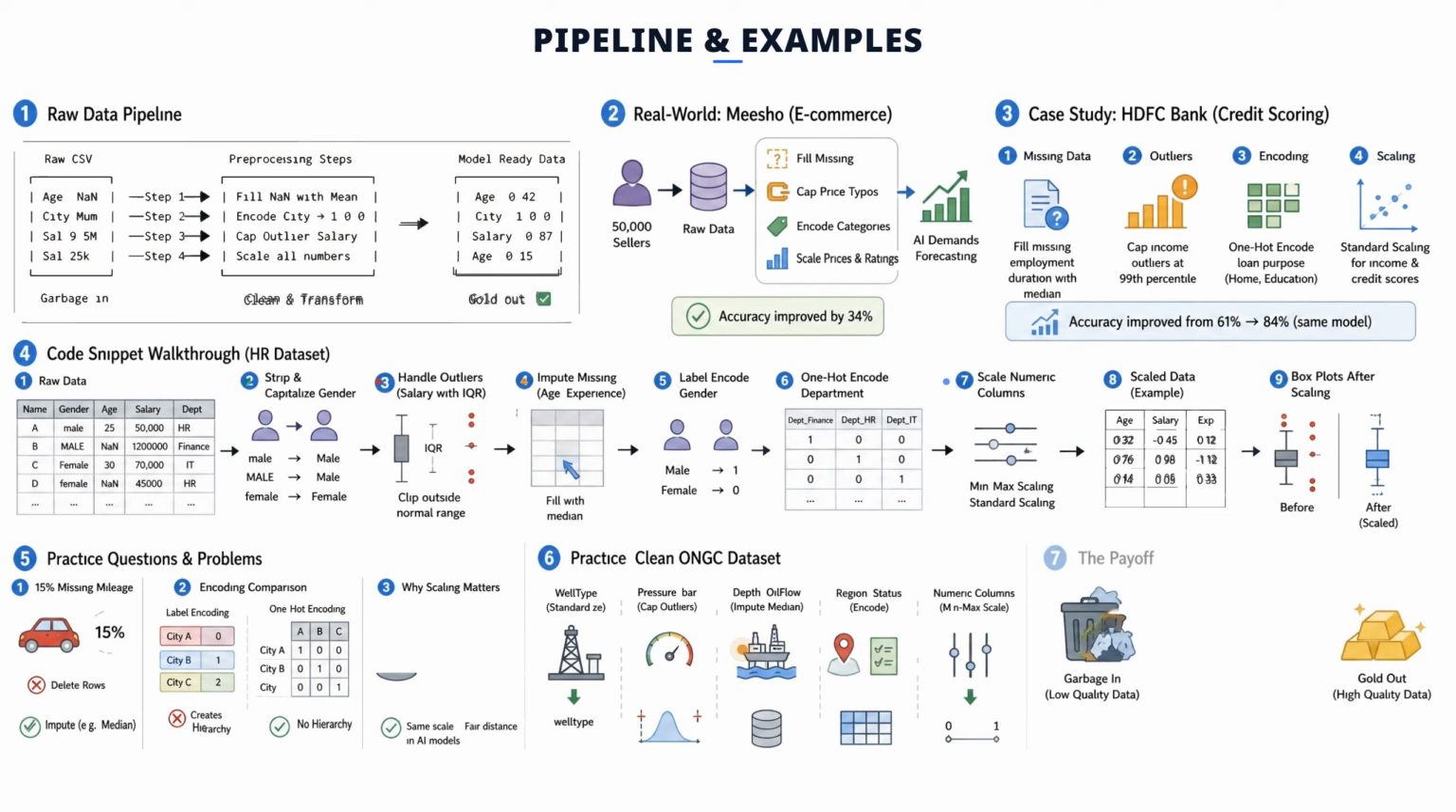The ultimate takeaway is simple. Garbage in equals garbage out. But if you build a robust pre-processing pipeline, you get gold out. Clean data doesn't just make your spreadsheets look nicer, it leads directly to better models and higher accuracy. You are now equipped to transform messy, real-world data into high-quality fuel for any machine learning model.